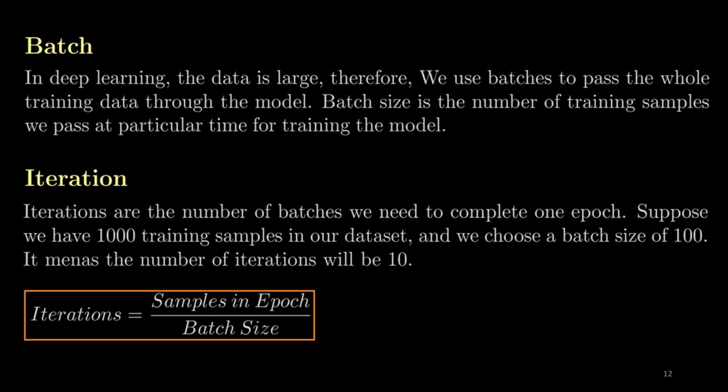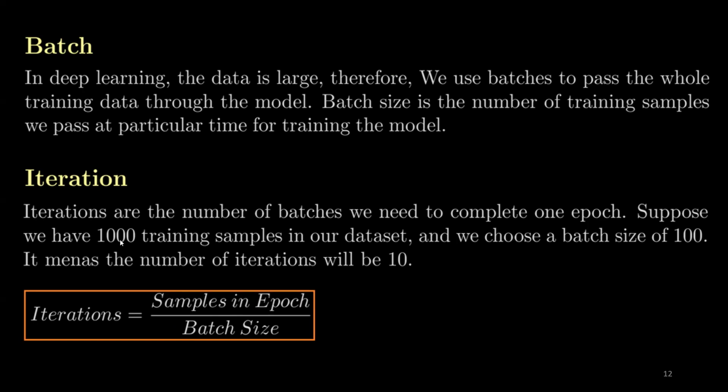Now, associated with batch and epoch, there is a concept of iteration. Iterations are the number of batches we need to complete one epoch. The concept is very easy and very simple. Suppose we have 1,000 training samples and we choose a batch size of 100. It means the number of times we need to pass batches to complete one epoch, which is called iteration, is 10 here. So in order to calculate the iteration, we have a very simple equation: samples in epoch divided by batch size.